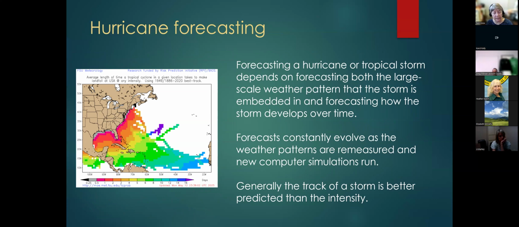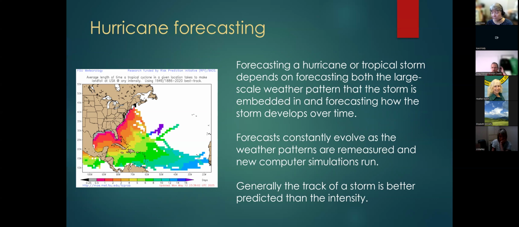Hurricane forecasting. Forecasting depends on both forecasting how the storm itself is going to grow and develop over time, but you also have to forecast what is steering that storm around. So that depends on having the larger circulation of the whole atmosphere, because that's going to tell you which direction the hurricane or tropical storm is going to move. And so you really have to have both of those.